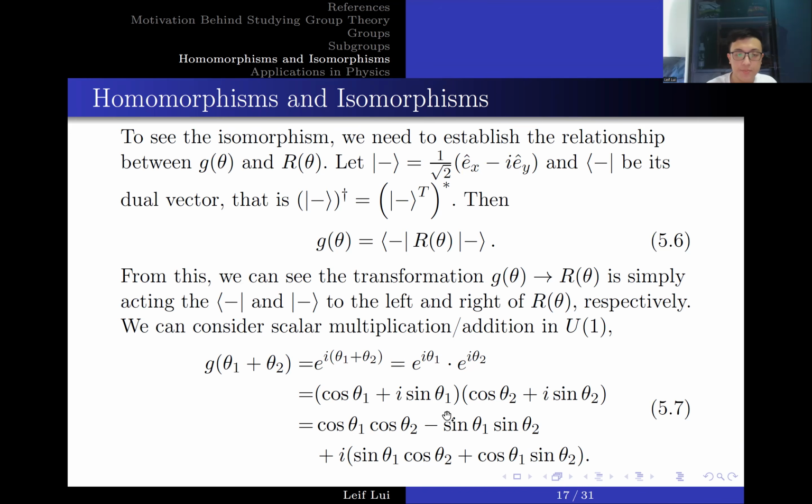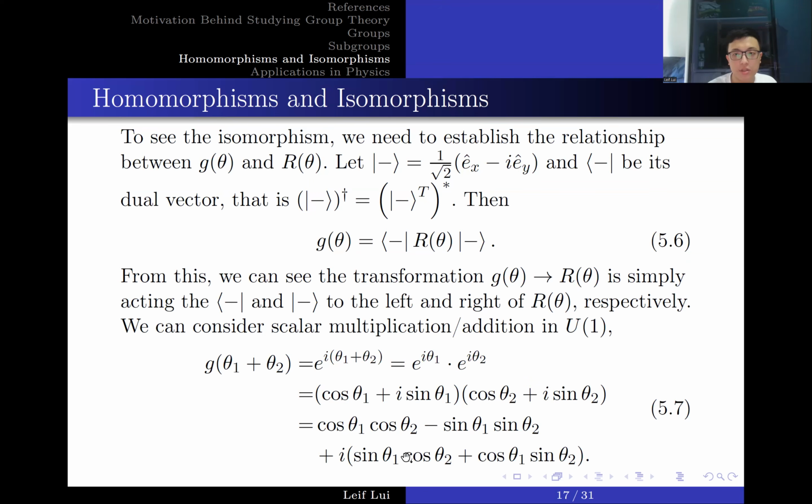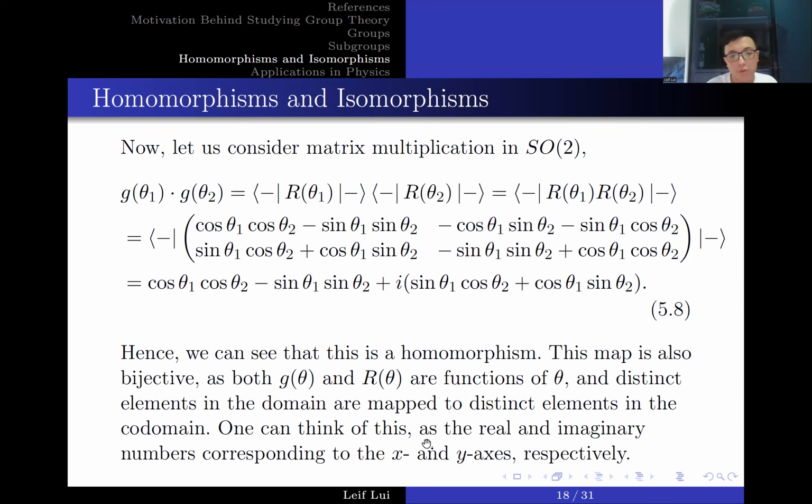And now let us consider matrix multiplications in SO2. So let us treat this as a matrix multiplication operator. If we have this kind of multiplication, we can factor the bra on one side, the ket on one side, and just multiply the two rotation matrices. We get this. And when we actually multiply the bras and kets, we find this relation. And we can see that the last equality in equation 5.8 is exactly the same as the last equality in equation 5.7. So what do we see here?